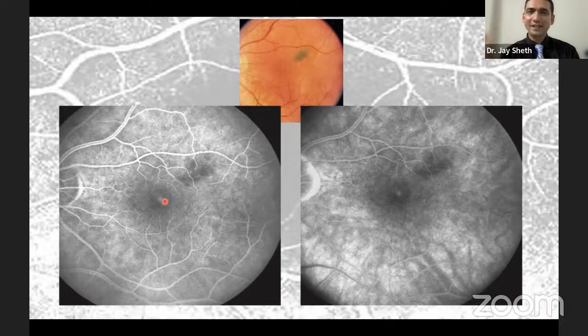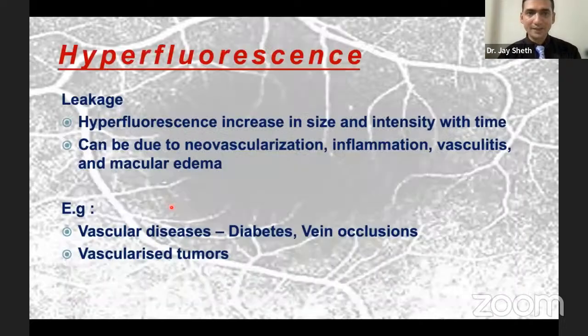So the intensity keeps on reducing, but the size remains the same because the size of the defect remains the same. Next, we come to leakage. So what is the definition of a leakage? Leakage is nothing but a hyperfluorescence that increases in size, and along with that, it increases in intensity also with time. So this is the main differentiator.